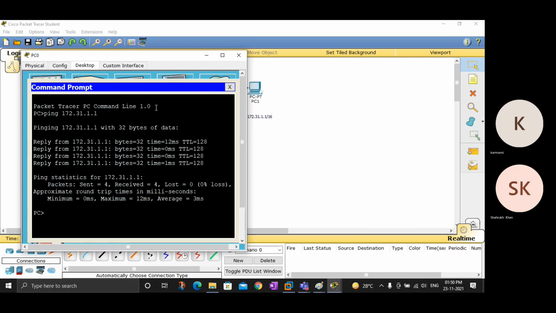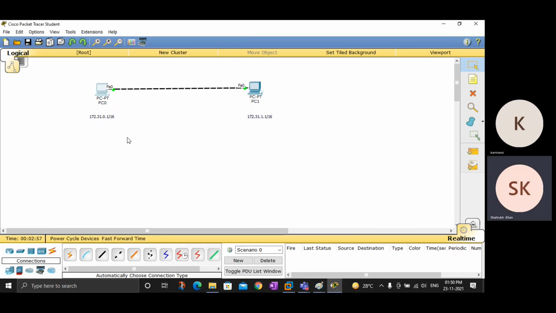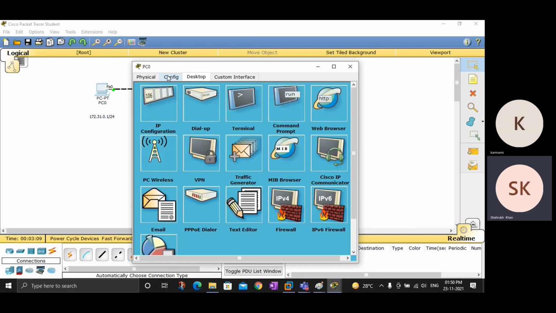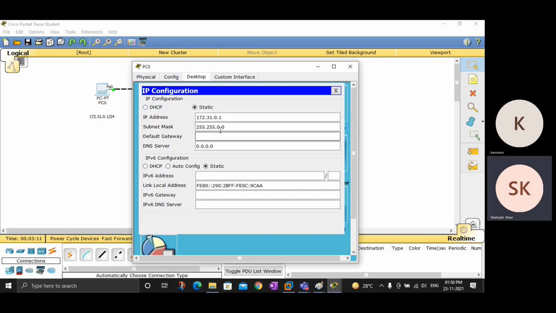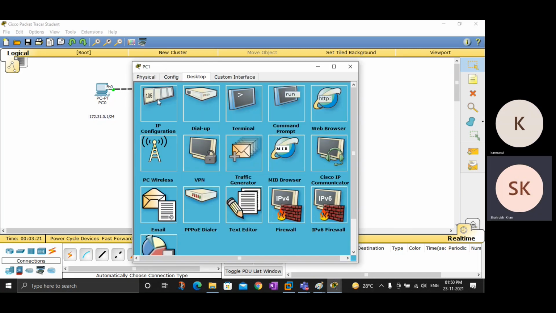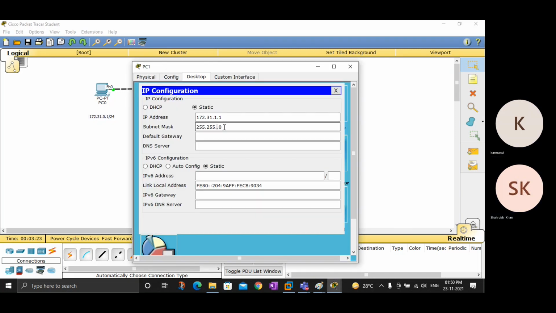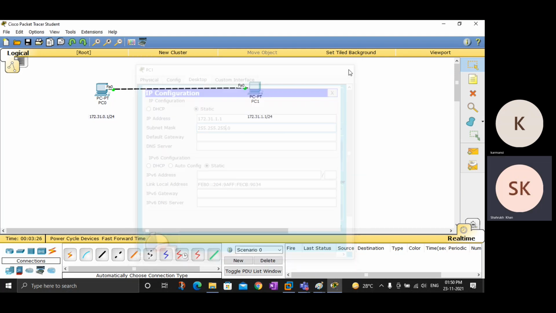for now, because the IP addresses are of same network. But if I used /24 instead of /16, let's also change it in the systems too. Go to IP configuration and put one more 255. So 3 times 255, then 0. And this one too. 3 times 255 and then 0.